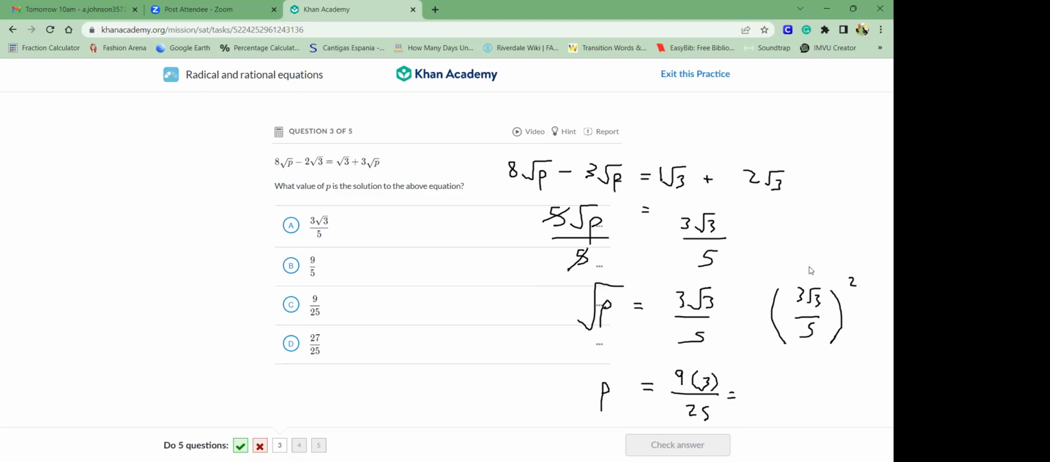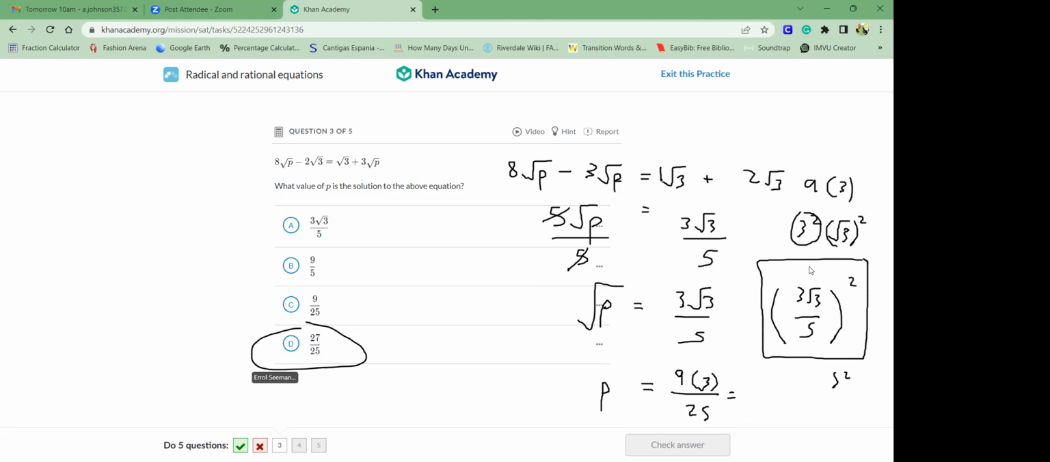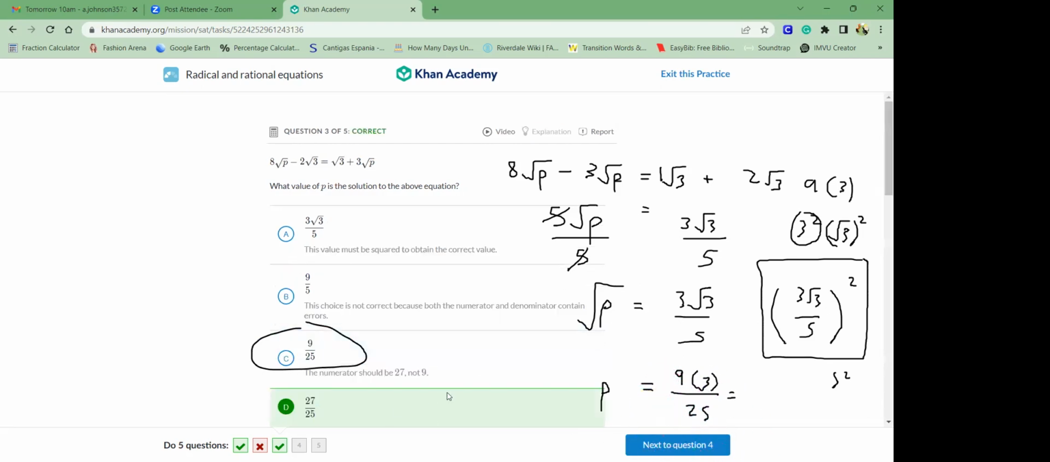Do you see how I'm doing this? Yes. It's really just like this: 3 squared, root 3 squared, over 5 squared. This part is 9. This part is 3. So 9 times 3 over 25 is 27 over 25. Okay. So for that one, just collect your like terms and then solve for p.